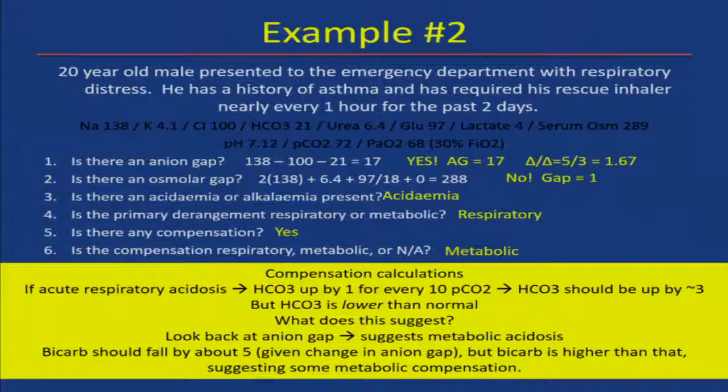And if we went back and looked at the ratio, we expected the bicarbonate to have reduced by at least 5 in relation to the anion gap acidemia. However, it hasn't. And in fact, the bicarbonate is only 3 lower than what you would expect. So in this patient, what you're having is an additional metabolic process.